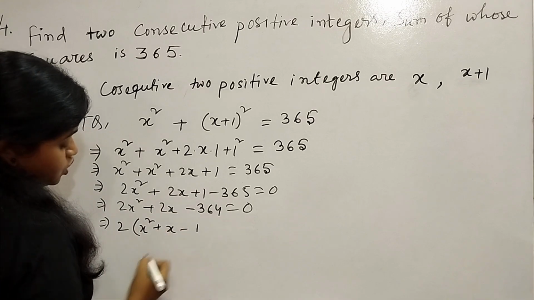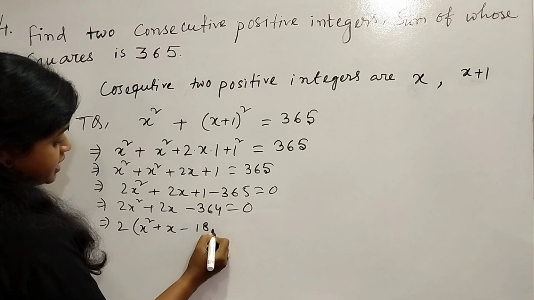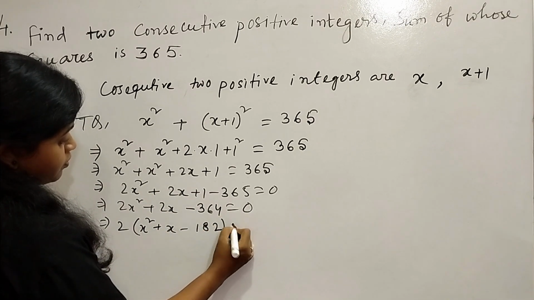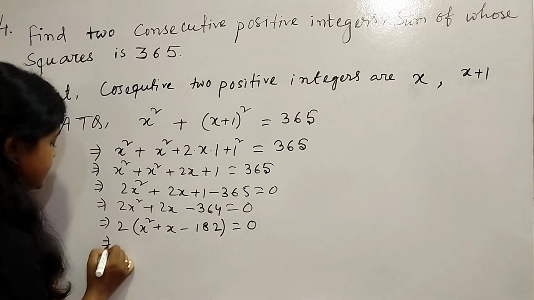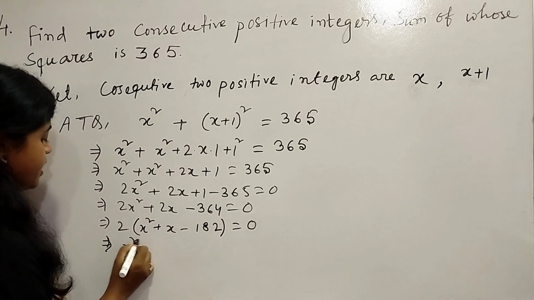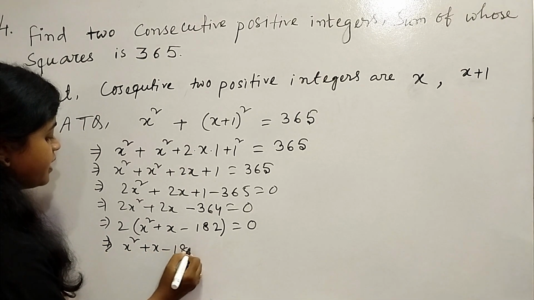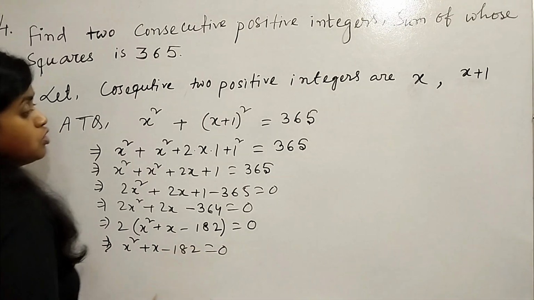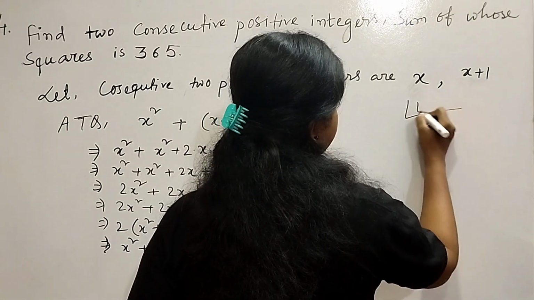So here 2 times 1 is 2, and 2 times 8 is 16, and 2 times 2 is 4, equals 0. So you can cancel these two. So x square plus x minus 182 equals 0. So we have to factorize 182.